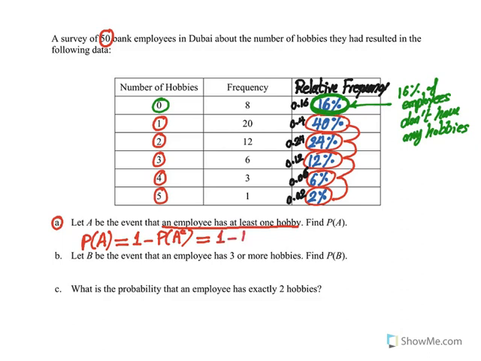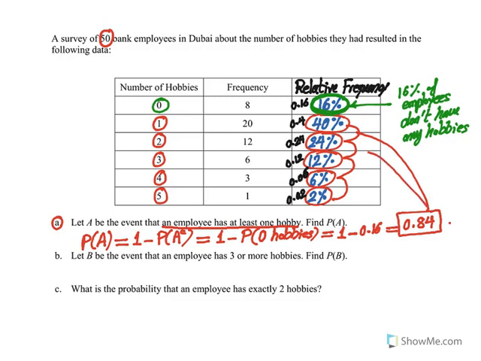I will write it like this: 1 minus the probability. Now this A complement is no hobbies, or let's even be more clear, 0 hobbies. And this would be 1 minus 0.16, which is 0.84 or 84%. Okay? And as I told you, this also will be if you add up all of these numbers here. If you add them up, then you will get also 0.84.